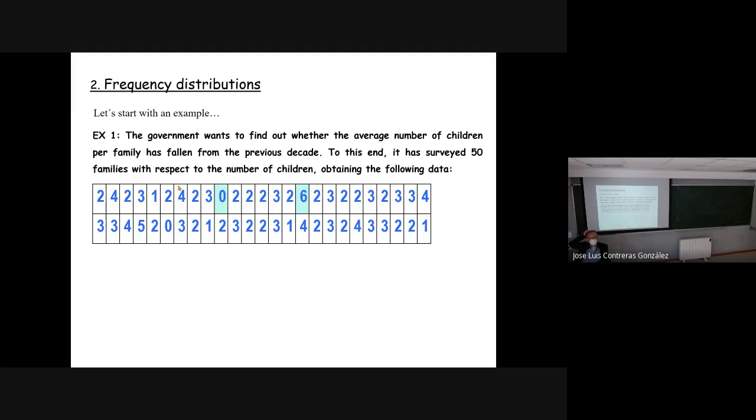You will need a piece of paper, okay, because we're going to do just very simple numbers, to make it easier to fix the ideas. And let's start with this example where the government wants to find out whether the average number of children per family has fallen from the previous decade. For this, it surveys 50 families, and it asks the family about the number of children they have. And this is what the families are answering.